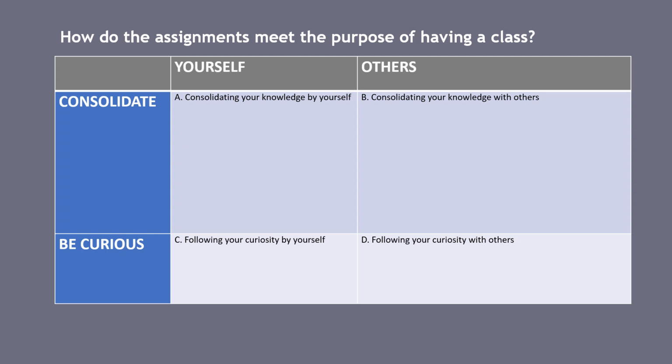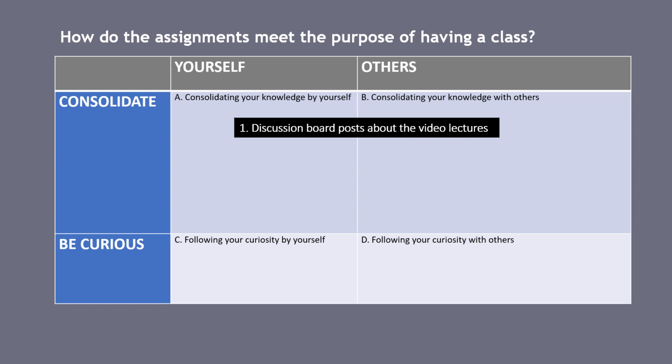So I think of learning as having maybe two ways, right? There's yourself. You can consolidate your knowledge by yourself, or you can be curious by yourself. You can consolidate your knowledge by being with others, for instance, studying with others for an exam. Or you can be curious with others. For instance, you're given a group project and you have to do it together and go do research together.